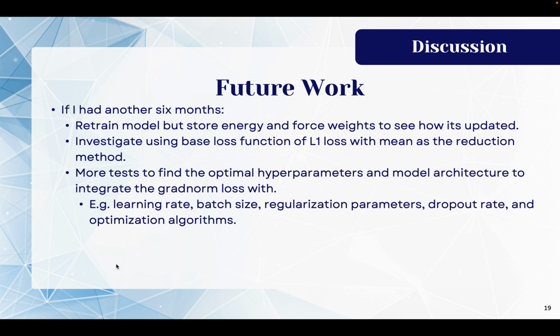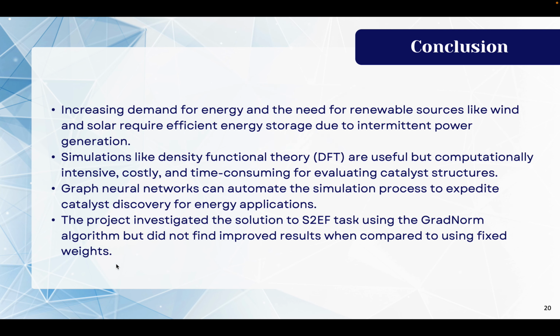For future work, if I had another 6 months, I would retrain the models but store energy and force weights to see how they are updated. I would investigate using a baseline loss function of L1 loss with mean as the reduction method. I would also conduct more tests to find the optimal hyperparameters and model architecture to integrate the GradNorm loss with, for example, values for learning rate, batch size, regularization parameters, dropout rate, and optimization algorithms.